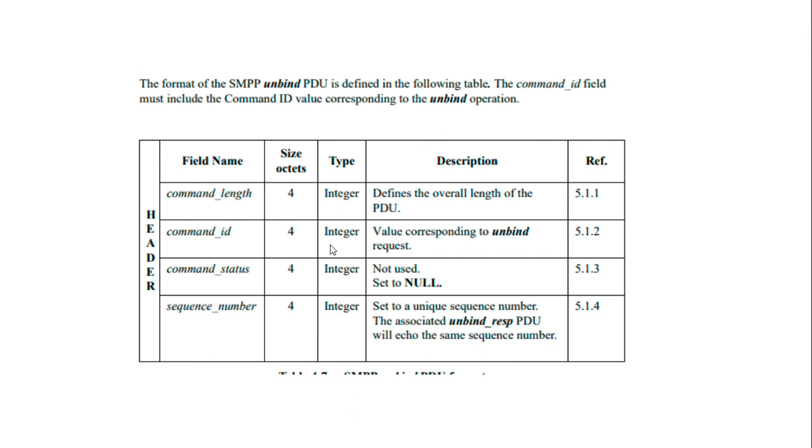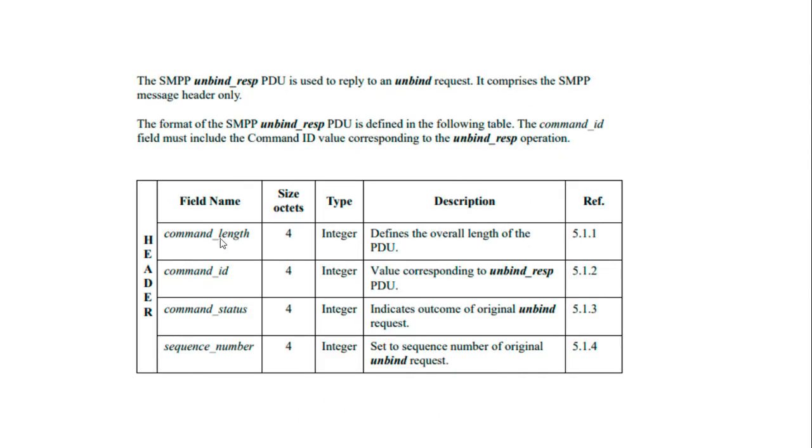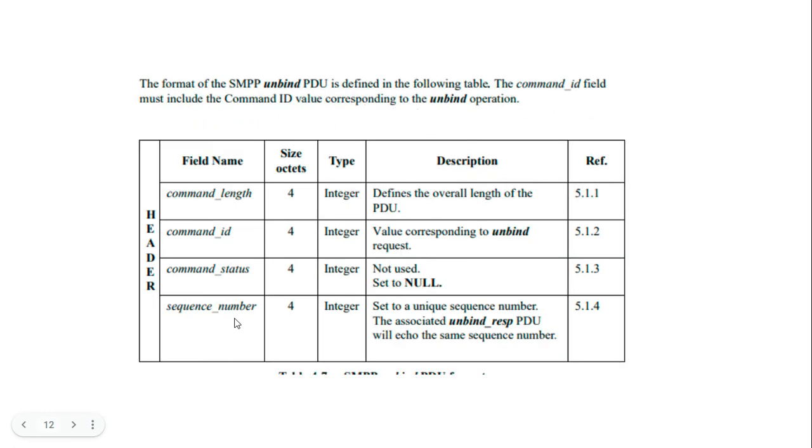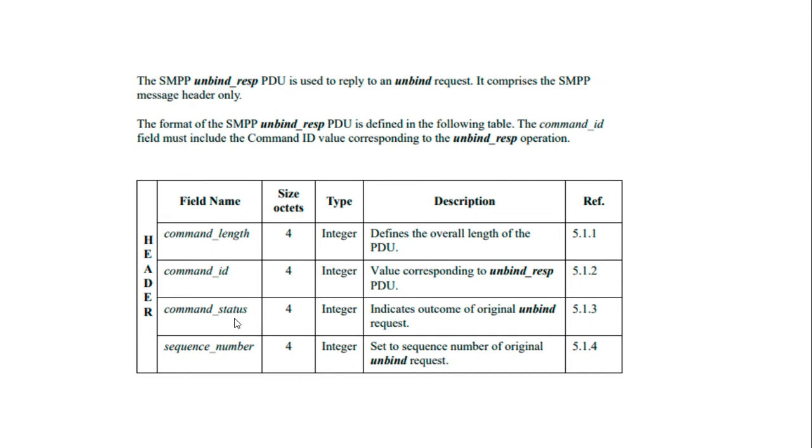Here also you have to mention the command type as unbind request. These are specific values. You have to know the values of those specific requests. You just fill those 4 bytes with those values and send them to the SMPP server, and you will get the unbind response. Again, the unbind response also has the same structure. Once you receive the unbind response, you will close your TCP connection with the server.